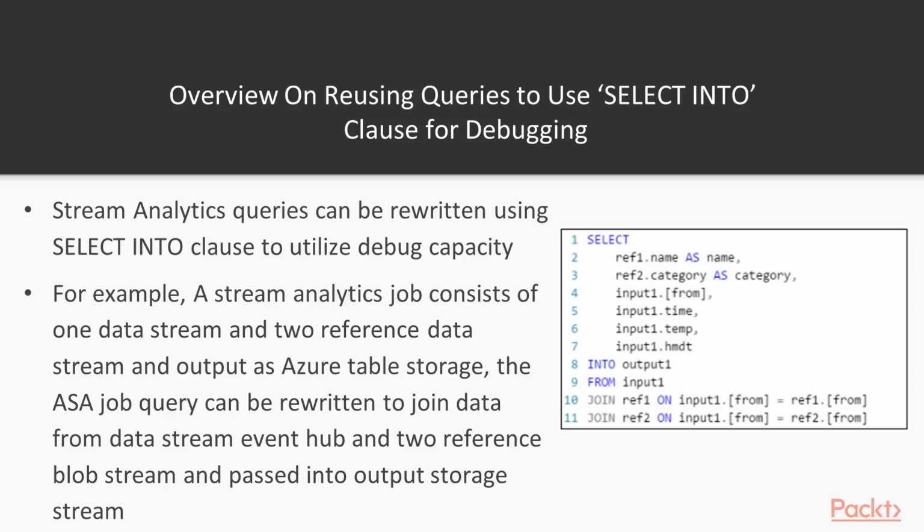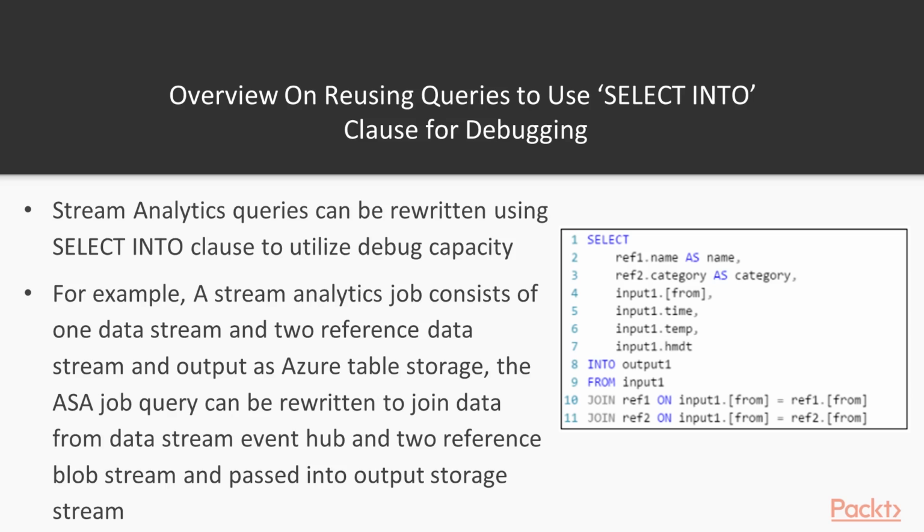So we can write some extra Select Into statements to output intermediate data into storage, where we can inspect the correctness of the data, just like watching variables when debugging a program. We can define such cases with the Select Into statement. For example, on the right-hand side of the screen, there is a Stream Analytics job query which consists of one data stream, two reference data streams, and one output as a table storage.